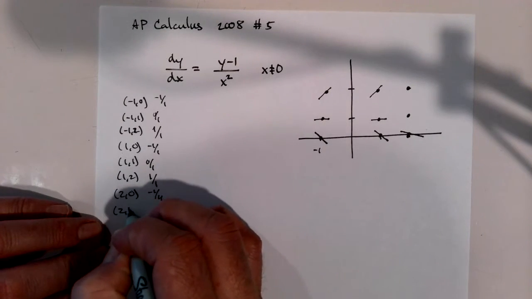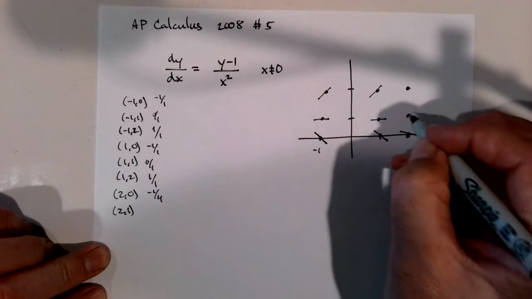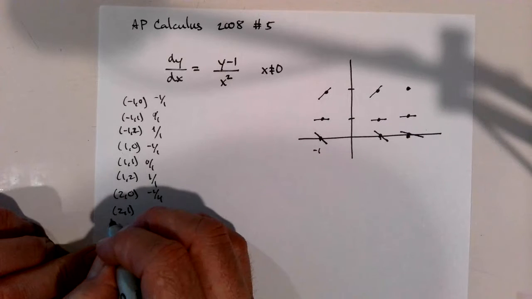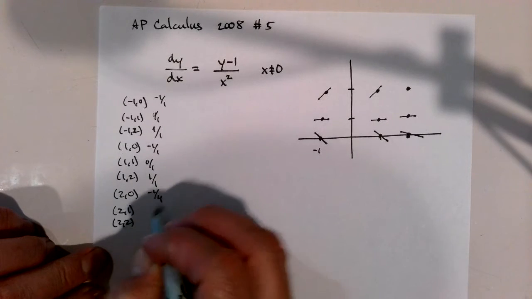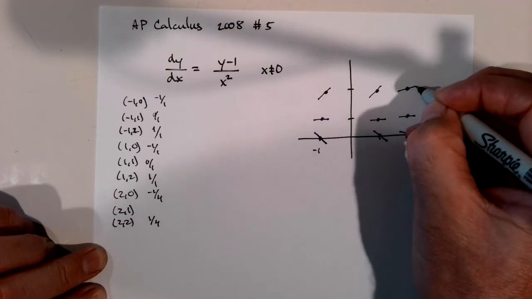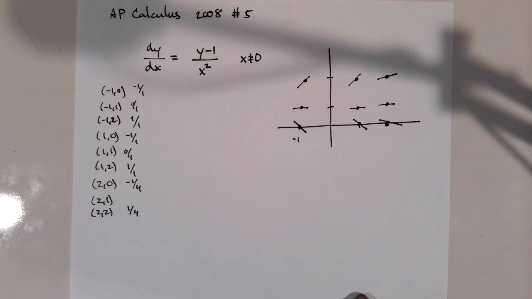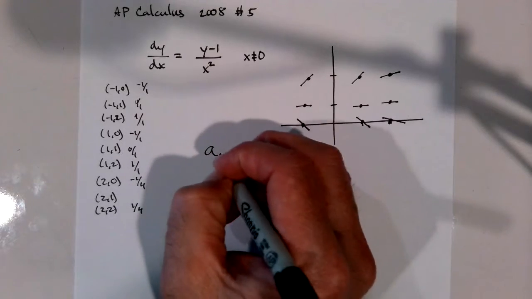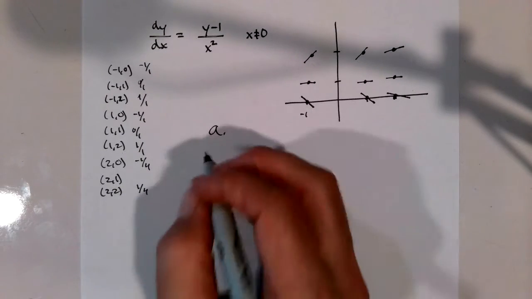Notice that for 2, 1, if you plug in 1 for y, you get 0. And then finally, if you plug in 2, 2, you get 1 on top and 4 on the bottom, so it's +1/4. That'll be sufficient for part A, for a slope field.